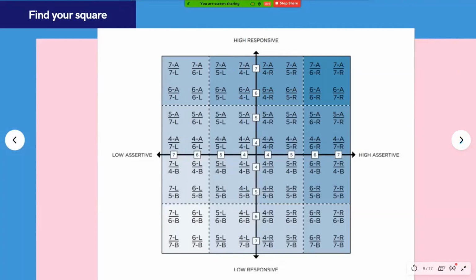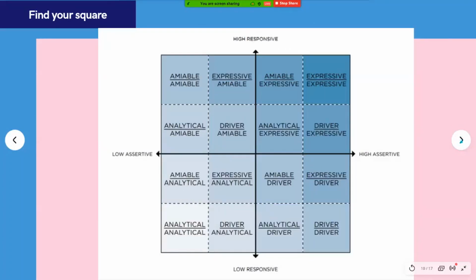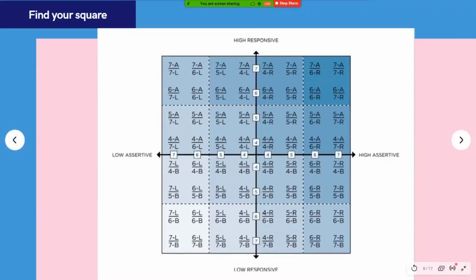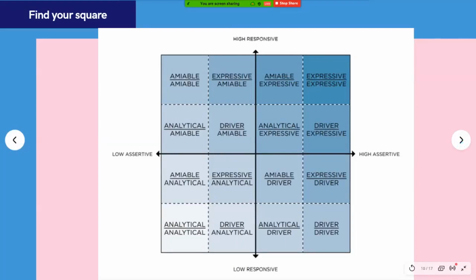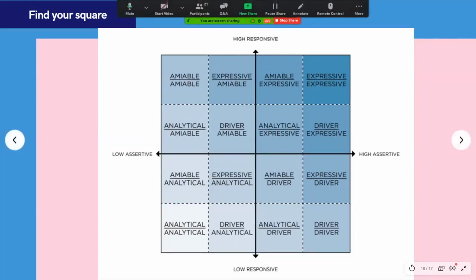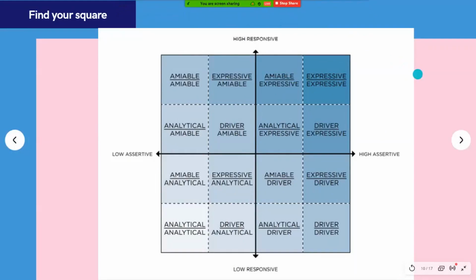All right, I'm going to go to the next one. Now that previous box is going to show you what you are. Wherever your number ended up, remember, this is your box. You look for your box with your number, and that box is going to correspond to some words, which is your personality type. So let's say, for instance, you were all the way in the top left. You're amiable over amiable. And remember, the bottom one is your primary.